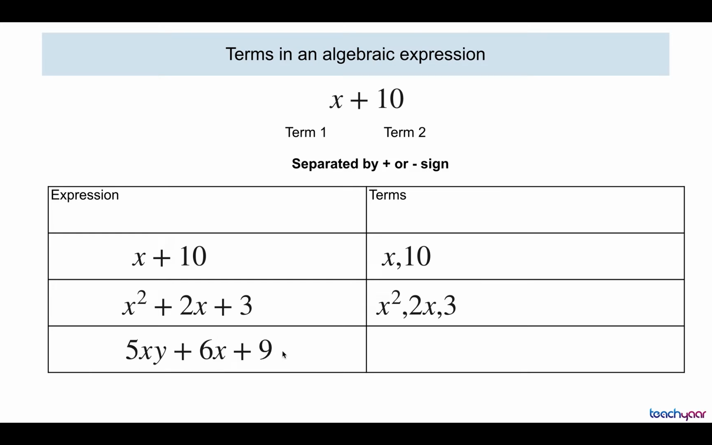What about this one? 5xy plus 6x plus 9. Separated by the plus sign, 5xy is one term, 6x is one term, and 9 is another. Now you could have had a minus here as well. It could have been 5xy minus 6x plus 9.